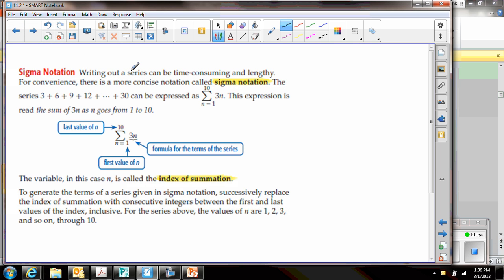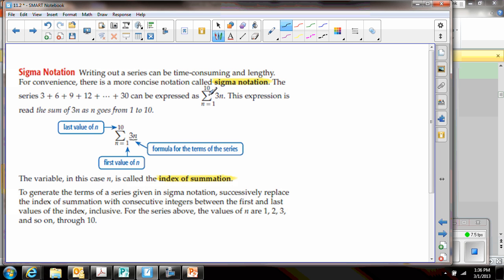Okay, last thing for today, we're going to cover sigma notation. Sigma notation is the ability to write out a series without the long, drawn-out plus, plus, plus. This is expressed using the Greek letter sigma. So, for instance, the series 3 plus 6 plus 9 plus 12, and so on, all the way up to 30, can actually be expressed as the sum of 3n from n equals 1 to 10.